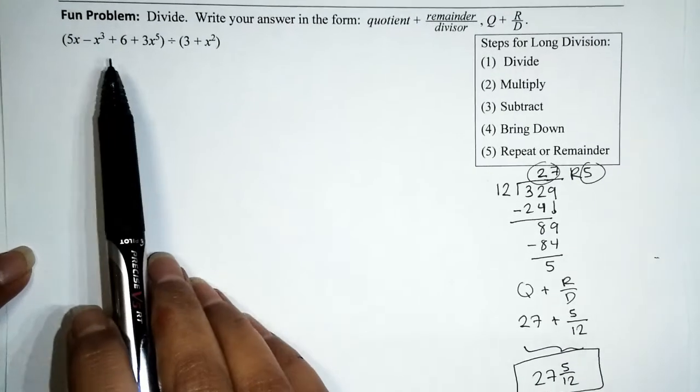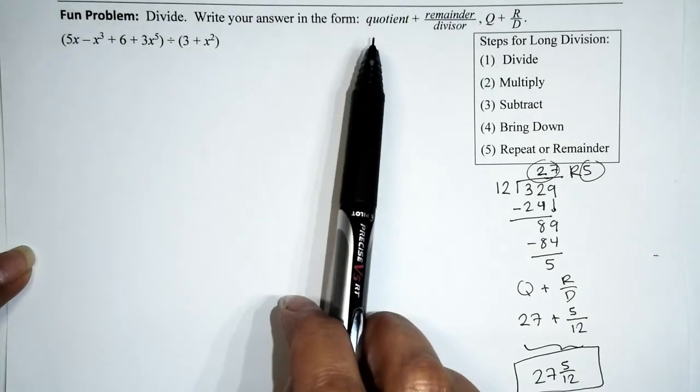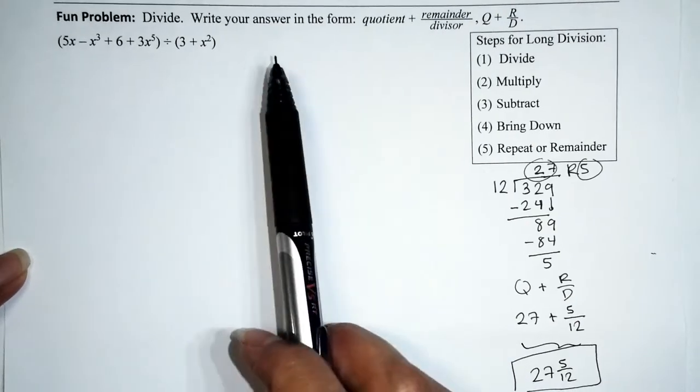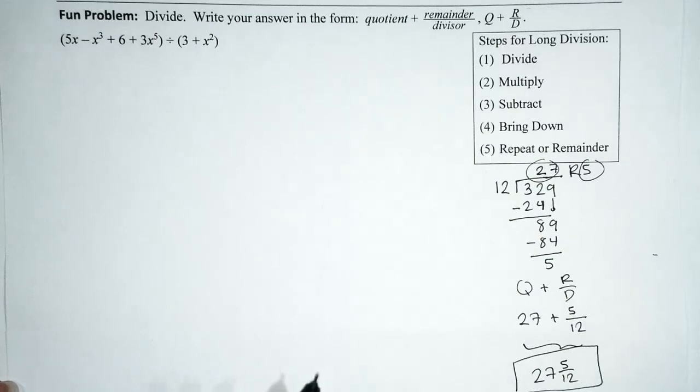So we are asked to divide. And we really don't have to be told to write our answer in the form quotient plus remainder over divisor. It's just the instructor was nice enough to put that. You know, we want you to get all your credit. Okay, so let's go ahead and divide.